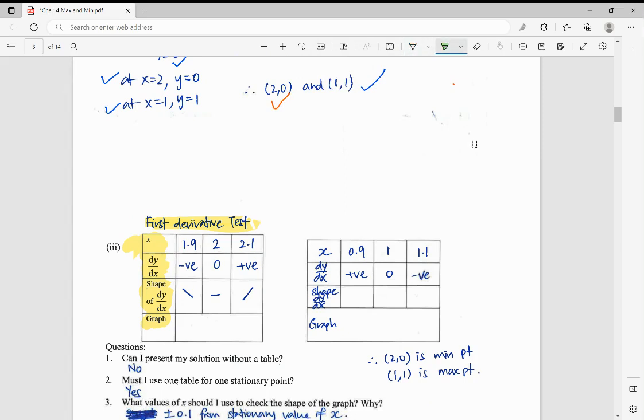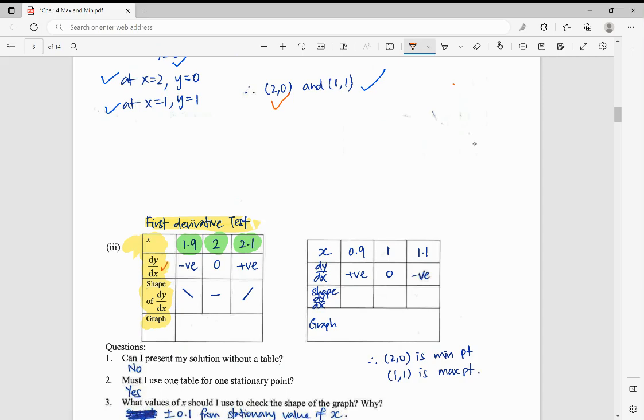Since the stationary point happens at x equals 2, I will put the 2 in the middle. To the left of it, it will be a value slightly less than 2, and to the right of it, a value slightly more than 2. So it's like a number line, smaller number on the left side. Then the second row is about dy/dx.